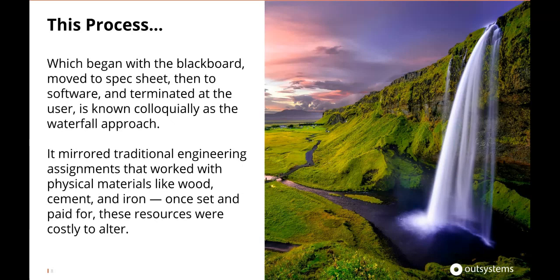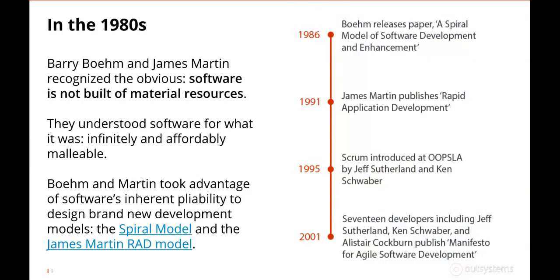It also involves the step-by-step process that we were discussing, which is that the spec part falls down into the development part, falls down into this part and that part and that part, and then finally it all hits the user. And then in the 80s, Barry Boehm and James Martin recognized something really important, and that is that software does not have to mimic these traditional rigid material projects because it's so much more malleable.